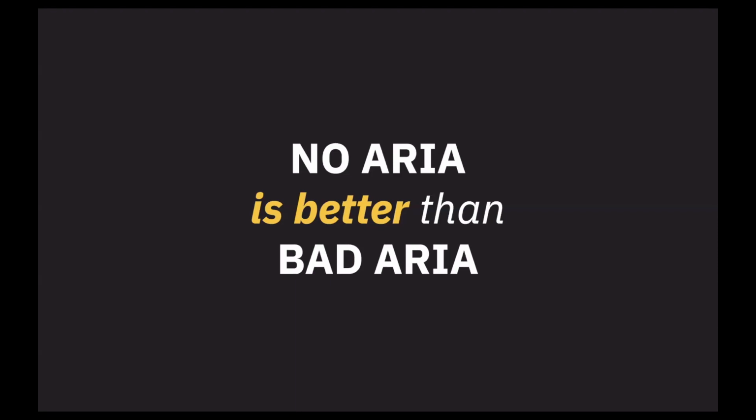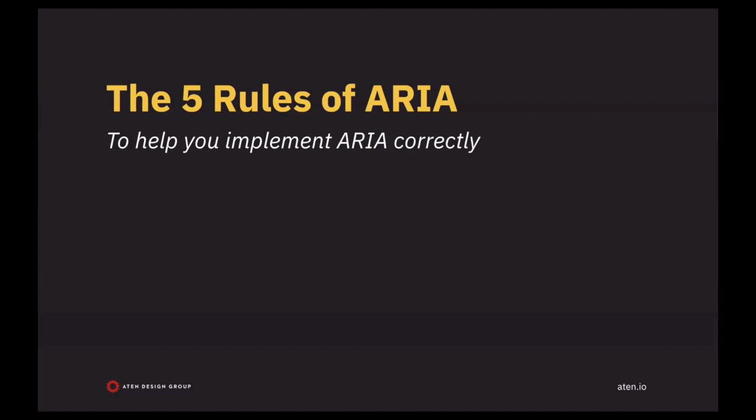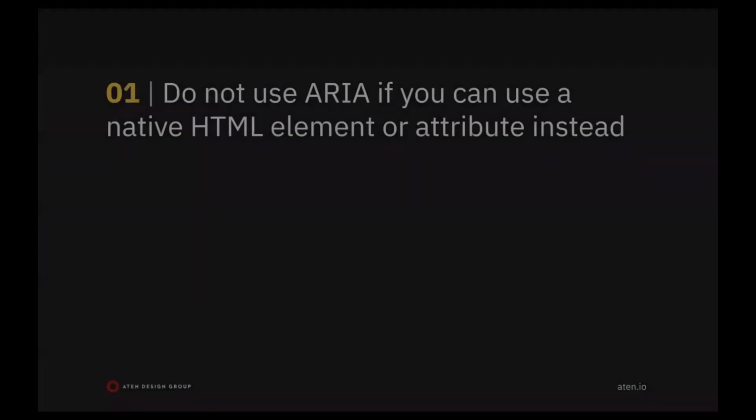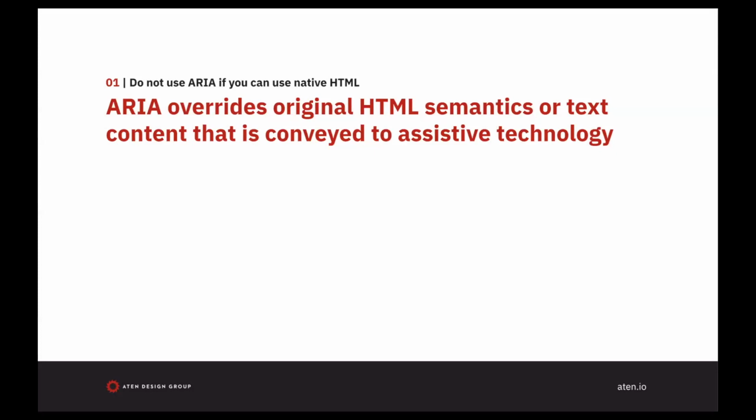All right, now that I got that out of my system, we can dive into a little bit more about the 5 rules of ARIA to help you implement ARIA correctly. So the first rule is before you can use and include any ARIA in your code, you must use native HTML elements or attributes first. And this is for 2 main reasons. The first reason is because ARIA overrides original HTML semantics or text content that is conveyed to assistive technology.